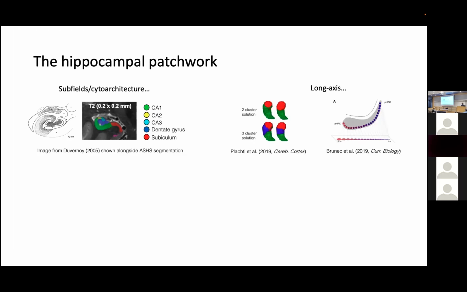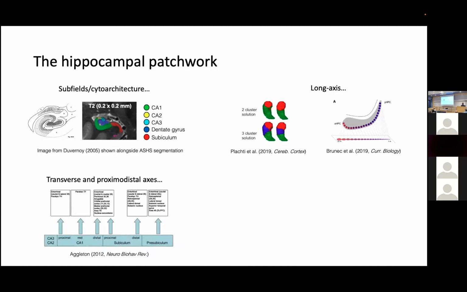We also have functional organization that varies along the long axis, along the anterior to posterior axis, which I'm sure will be discussed today, and Robin touched upon this as well. So we get variation, we get these connectivity gradients along the long axis, and then also work in fMRI and also in electrophysiology, showing that the cellular dynamics of place cells, for example, vary along the long axis.